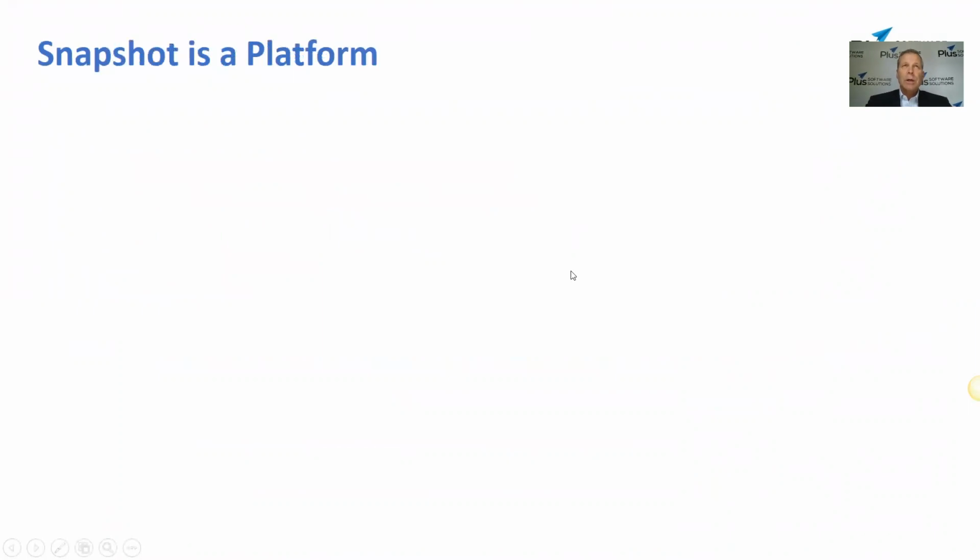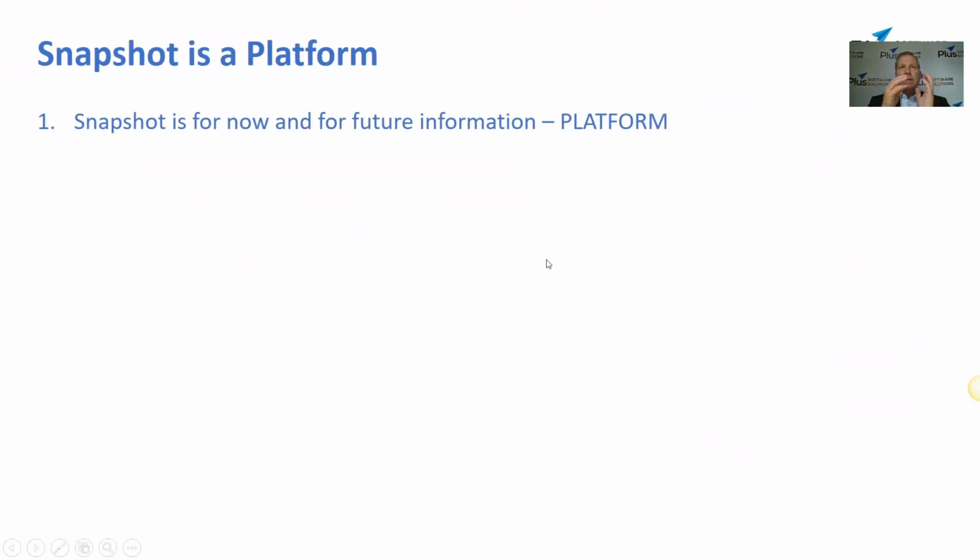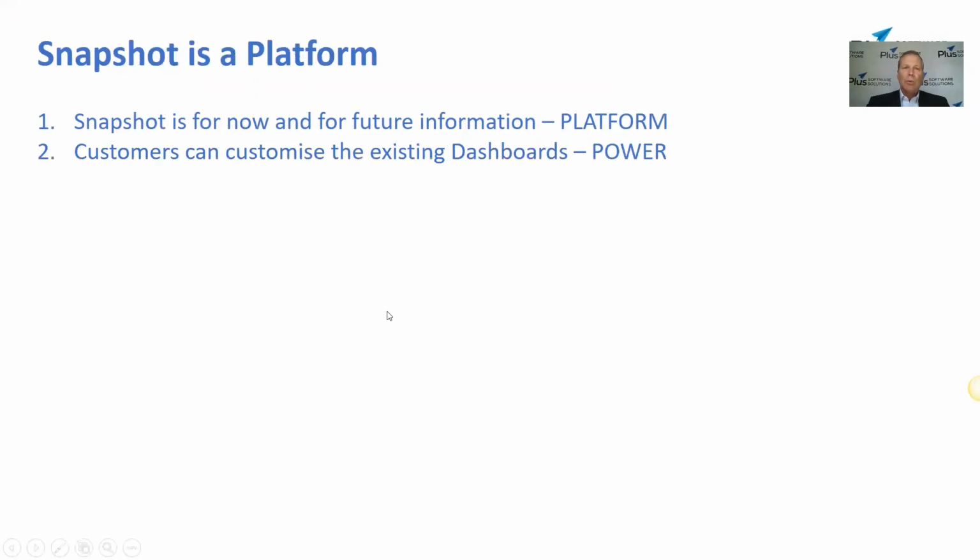So the first thing to think about in terms of the right sales thinking is that you need to be telling your customers that Snapshot is a platform. It's the platform for information for now and for the future. It's a really important point.